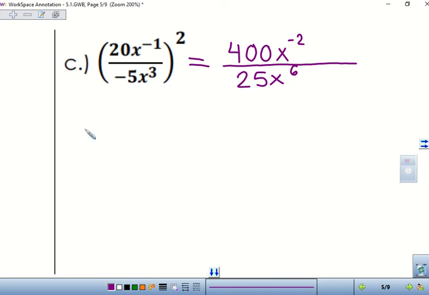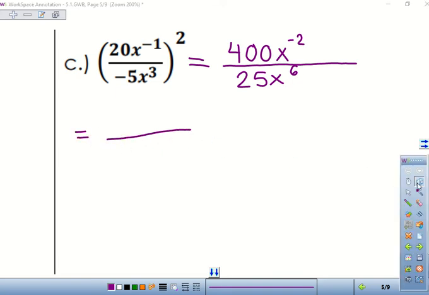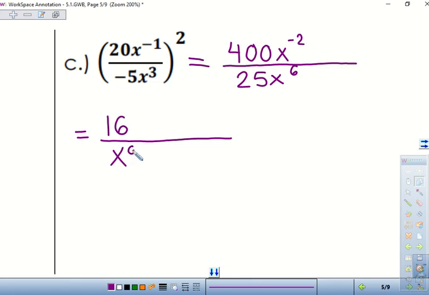Good. Now to simplify this, does 25 evenly go into 400? Yes. How many times? 16. Very good. So this is going to be 16. And then I still have that x to the 6 in the denominator. What can I do with this one here to make it positive? Bring it down to the denominator. So it's going to be times x to the second.